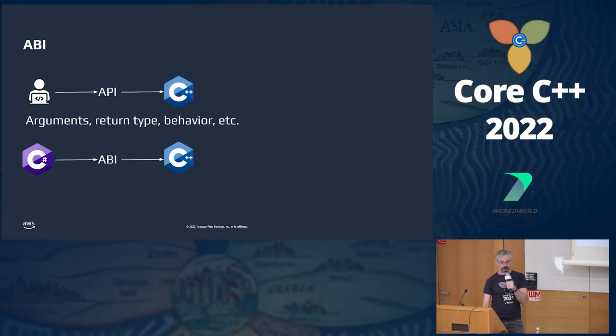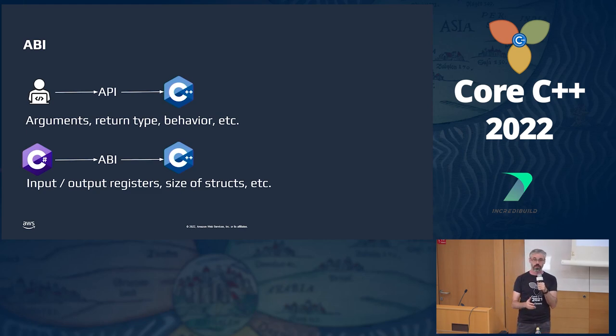It tells one binary how to call code in another binary object, for example, mostly a library, by telling it, listen, you have inputs, put them in this register, expect my output to be in this and this register. I expect my input to be sized by these and these many bytes, et cetera. It's the instructions that binary interactions on the machine require.